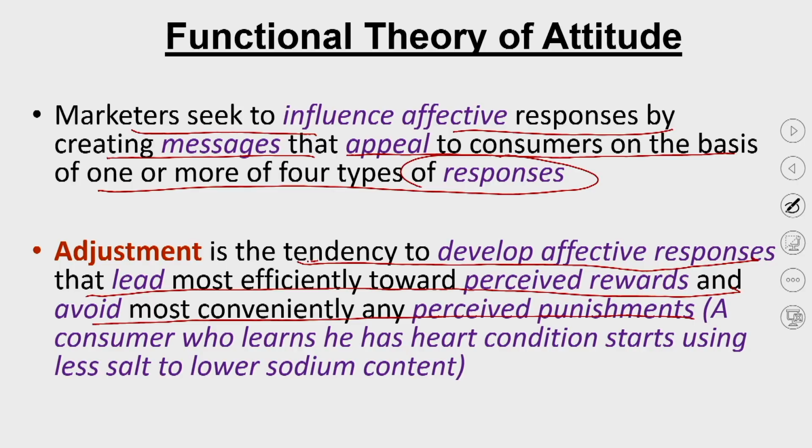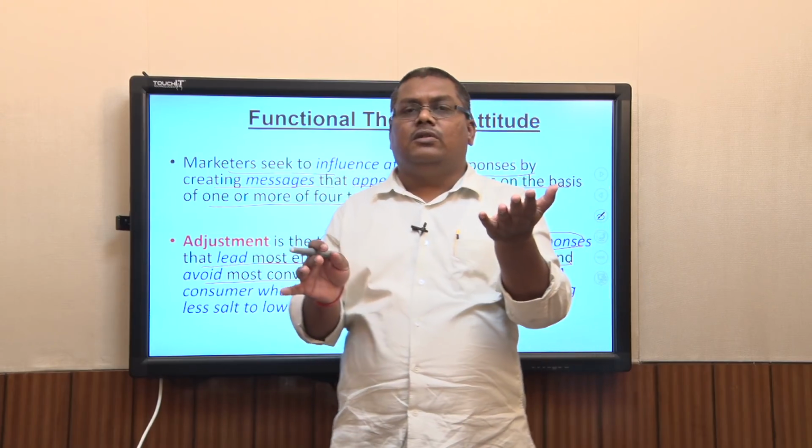And so what is this feeling? It is the tendency of people to develop affective responses, so to develop feelings about a particular product, service, or product group, or category, or anything, that kind of emotion towards that product or service, so that the perceived reward is increased and perceived punishment is decreased. They develop that feeling based on the information, so that they get the maximum benefit out of it, and avoid the most punishment out of it.